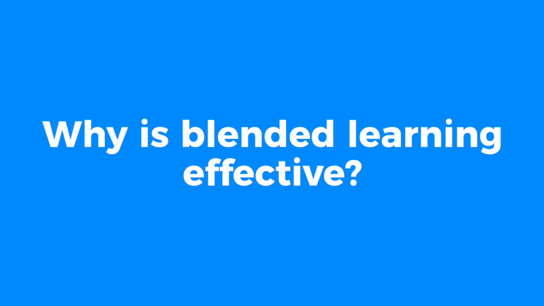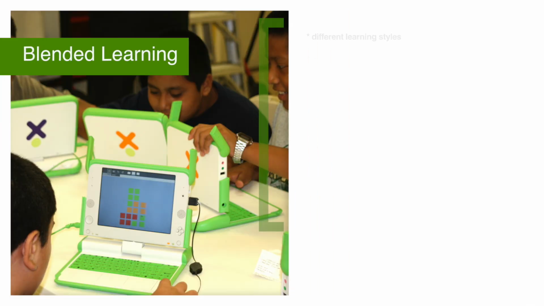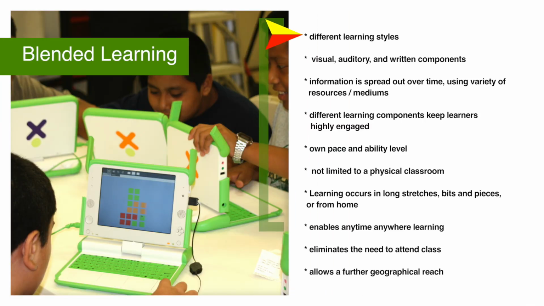Why is blended learning effective? Let's look at the effectiveness of blended learning. First of all, it caters to different learning styles. It includes visual, auditory, and written components. It allows for the delivery of information to be spread out over time and through a variety of resources and mediums. By having so many different learning components, it helps keep learners on their toes and highly engaged.